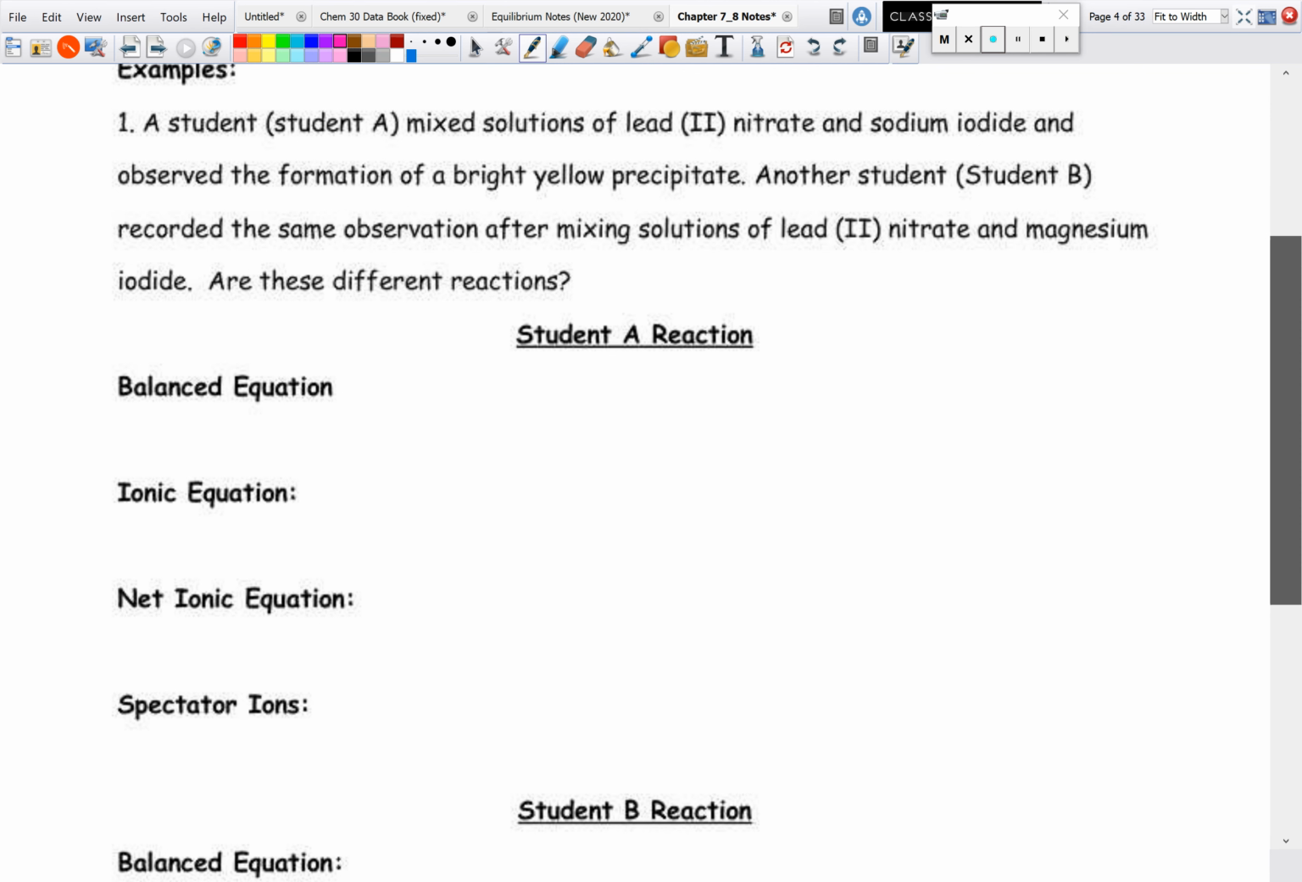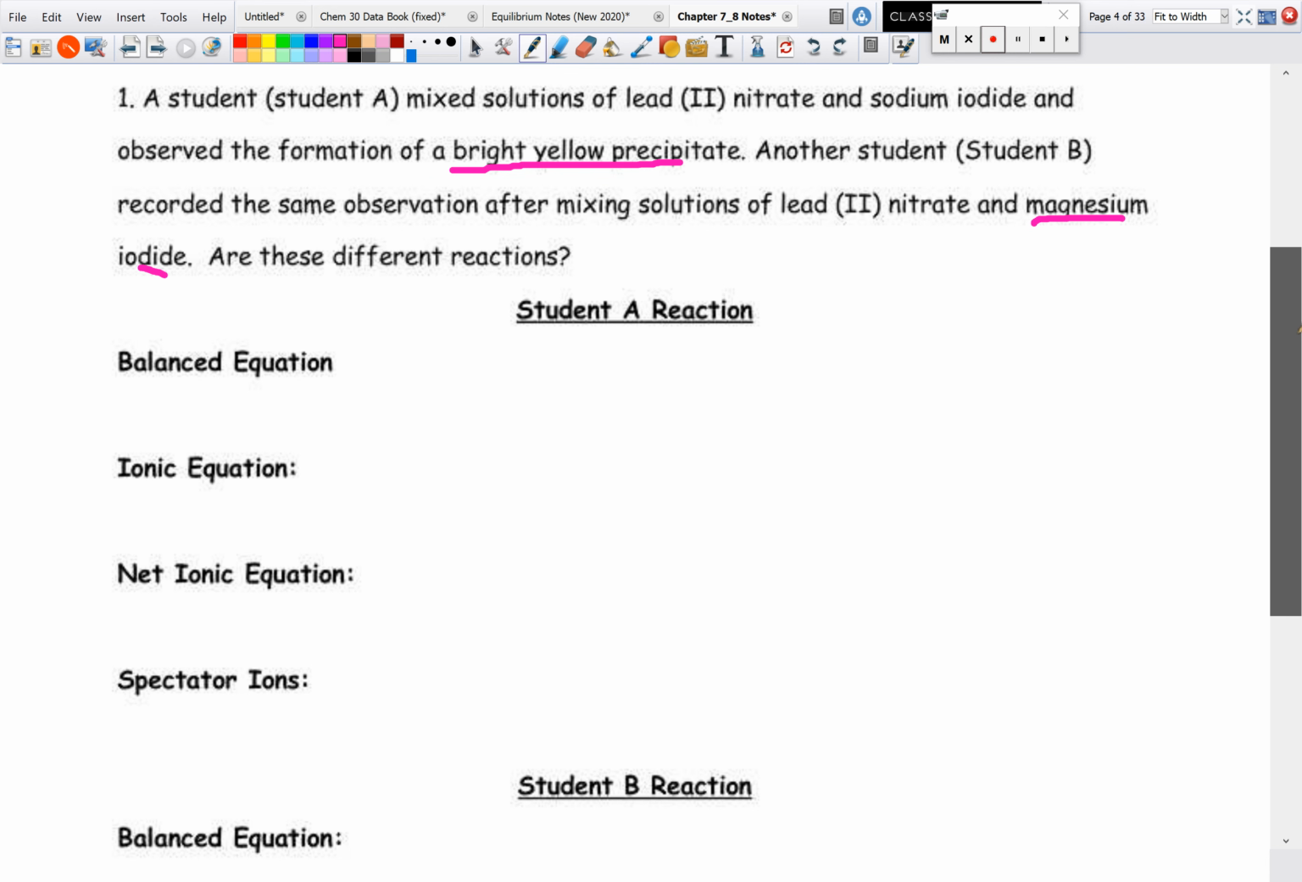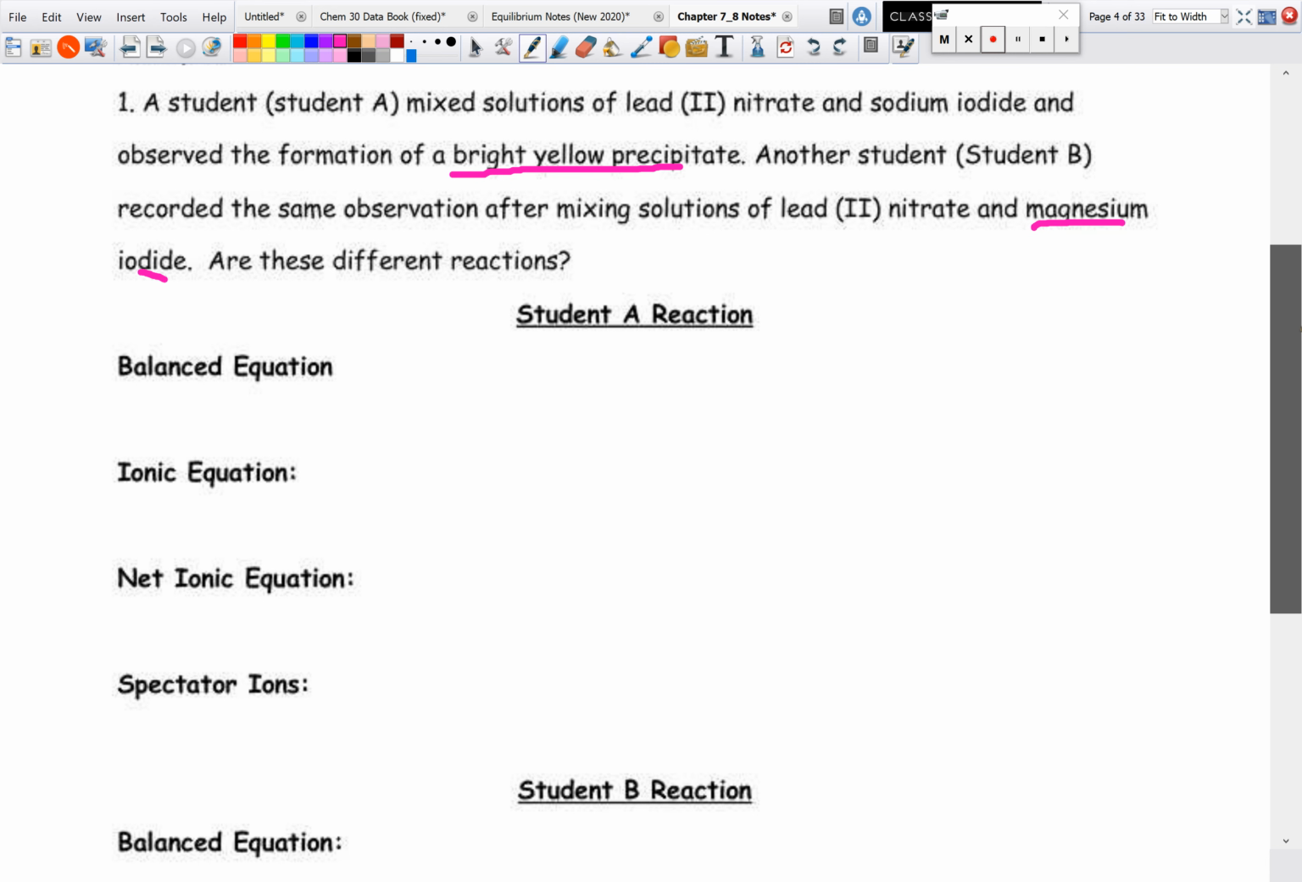So our first example, we have student A mixed solutions of lead 2 nitrate and sodium iodide and observed the formation of a bright yellow precipitate. Another student recorded the same observations, but they used lead 2 nitrate, but they mixed magnesium iodide instead. So we have a change in reagents from sodium iodide to magnesium iodide, but we still have this bright yellow precipitate being formed. So what we're going to do right now is look at the net ionic equations to see if these reactions are any different.